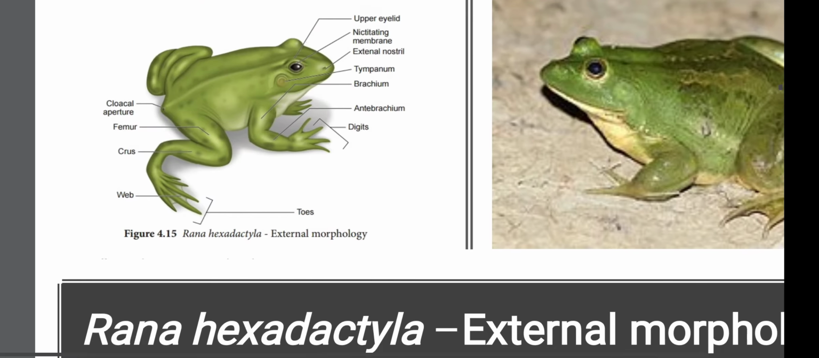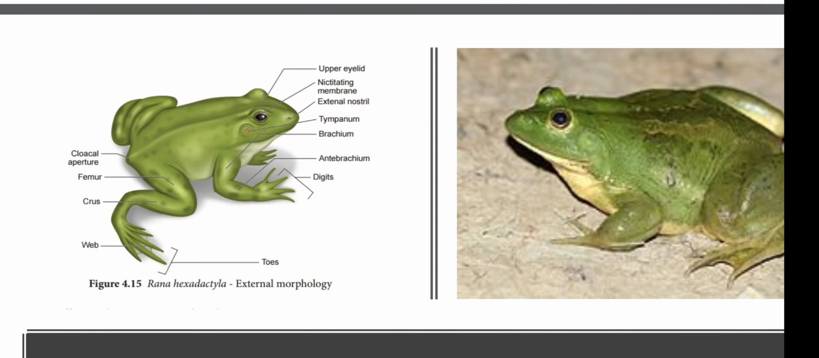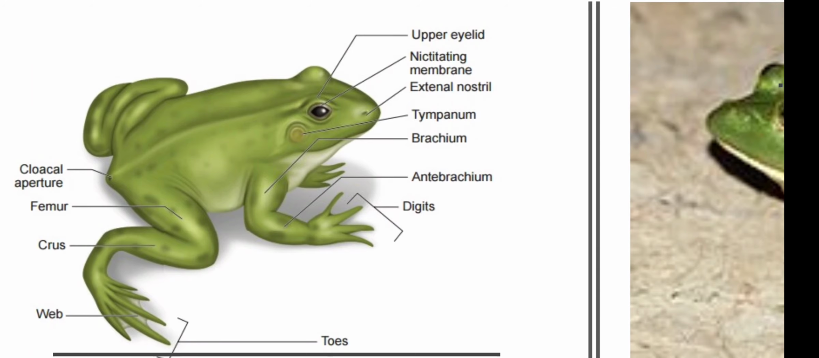The body is divisible into head and trunk. The head is almost triangular and the mouth is at the anterior end. External nostrils are present. Eyes are large. Nostrils are protected by a thin movable lower eyelid, a thick immovable upper eyelid, and a third transparent eyelid called the nictitating membrane. A pair of tympanic membranes forms the eardrum.